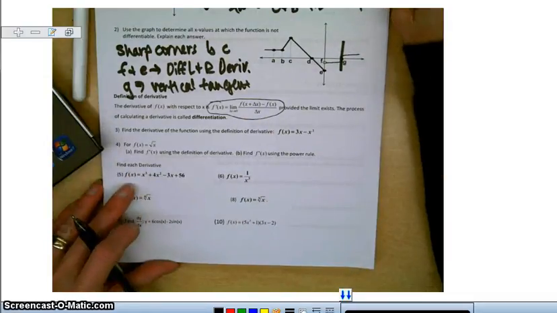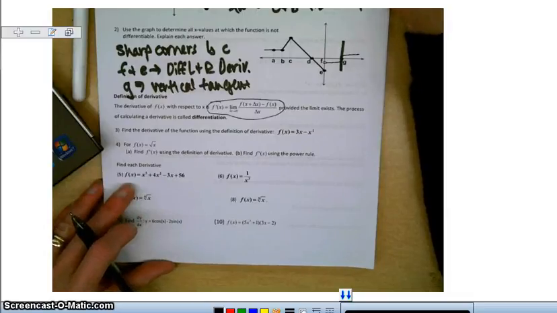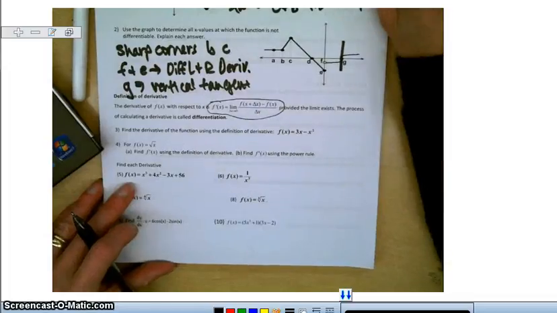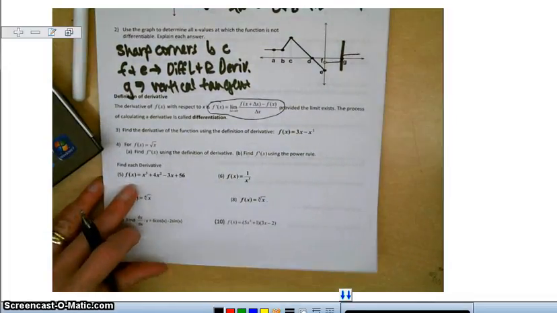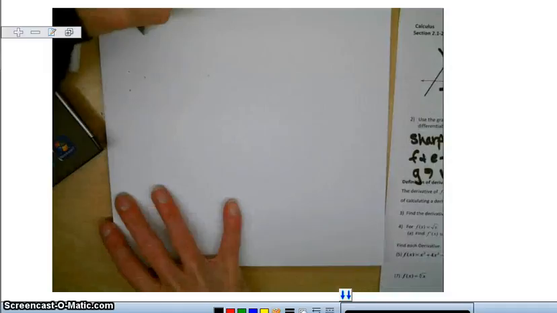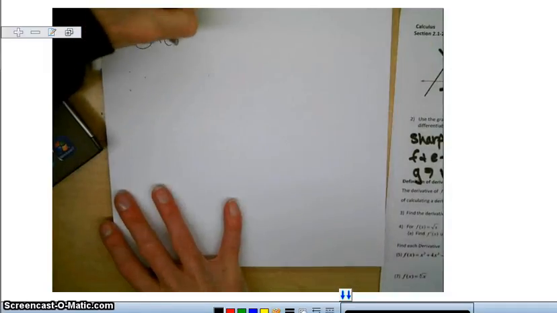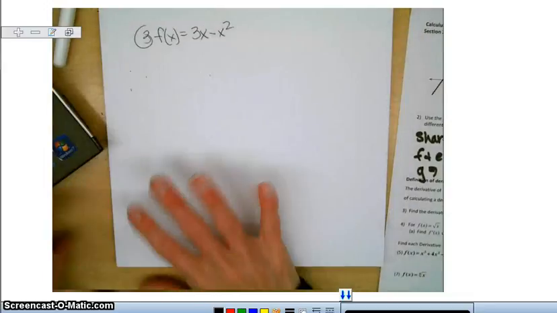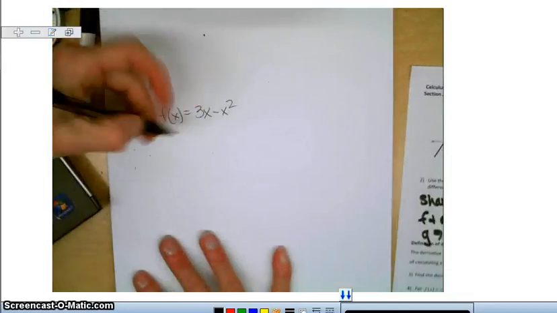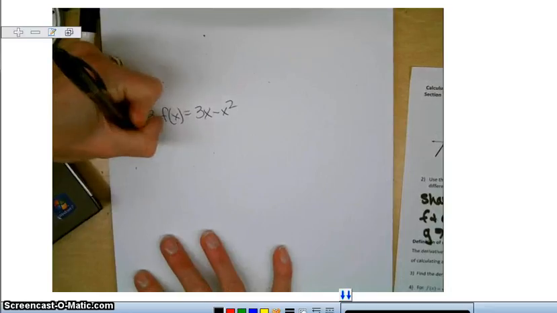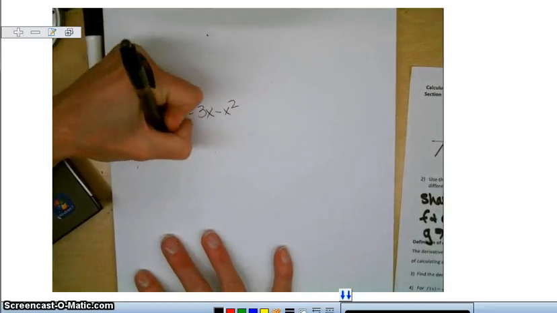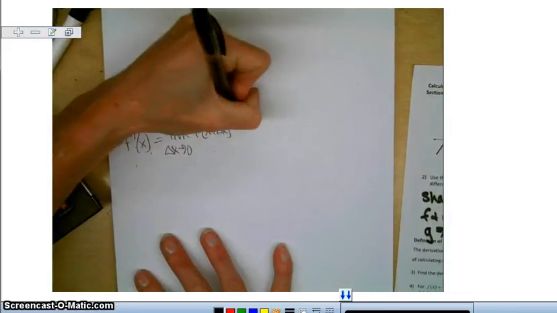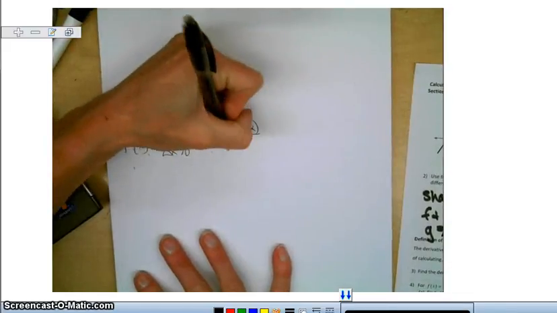The main thing that you'll have to do on the test is identify that this is the definition of the derivative. So I'm going to do number 3 on a separate sheet of paper over here. So problem number 3, my function is f of x equals 3x minus x squared. And if I'm going to find this derivative using the definition of the derivative, I start by writing f prime of x is equal to the limit as delta x goes to 0 of f of x plus delta x minus f of x all over delta x.